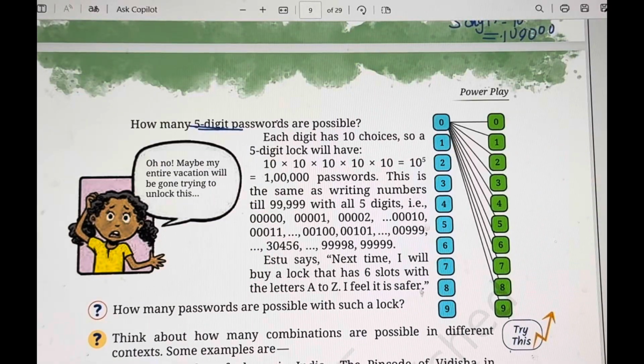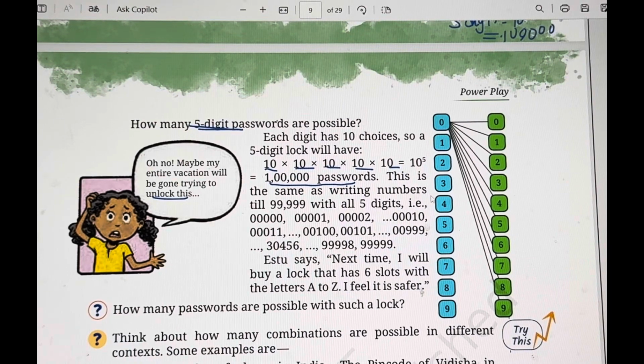So, we'll understand it in a little detail. Each digit has 10 choices. So, a 5 digit lock will have 10 into 10 into 10 into 10 into 10. That is 10 raised to 5. That is 1 lakh passwords, right? Now, Roxy says, oh no, maybe the entire vacation will be gone trying to unlock this, because 1 lakh passwords you have to try.